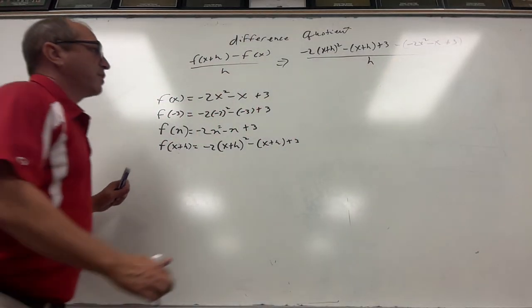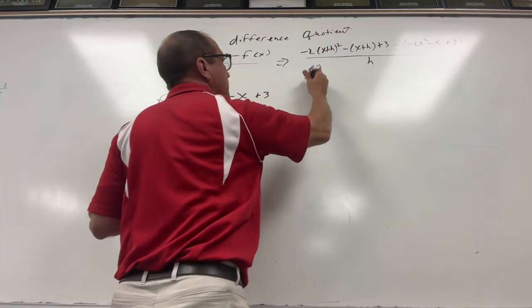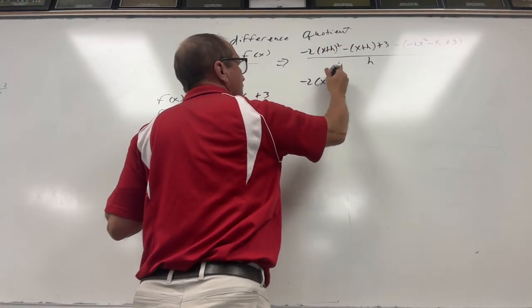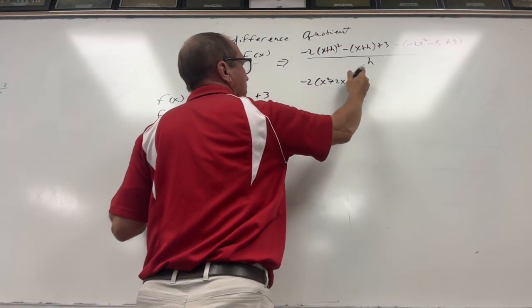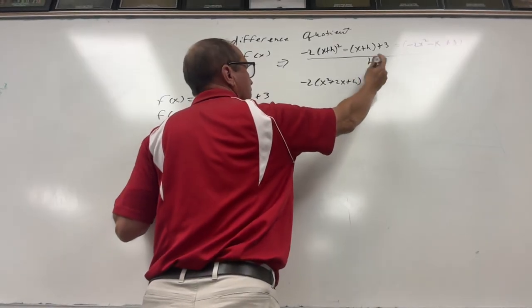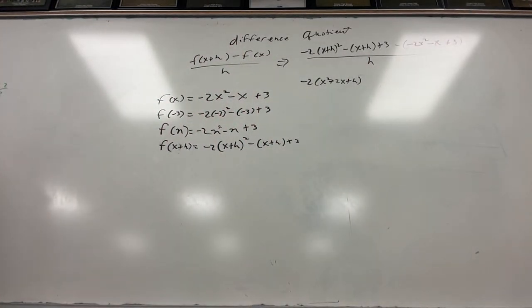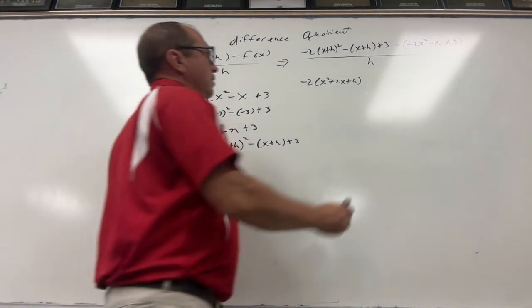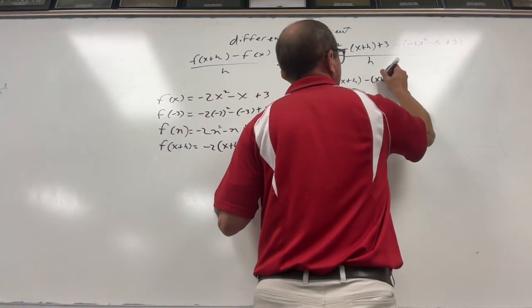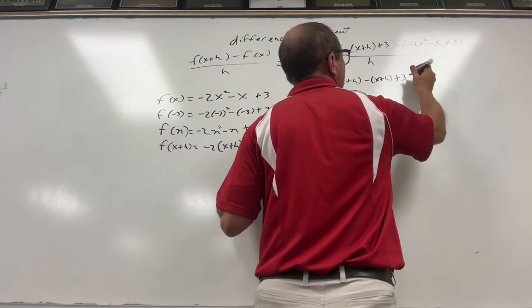All right. So we start off here by squaring x plus h, so it's negative 2 times x squared plus 2x plus h. We've squared it, we don't need to square on it anymore. All right. Then it's minus x plus h plus 3.